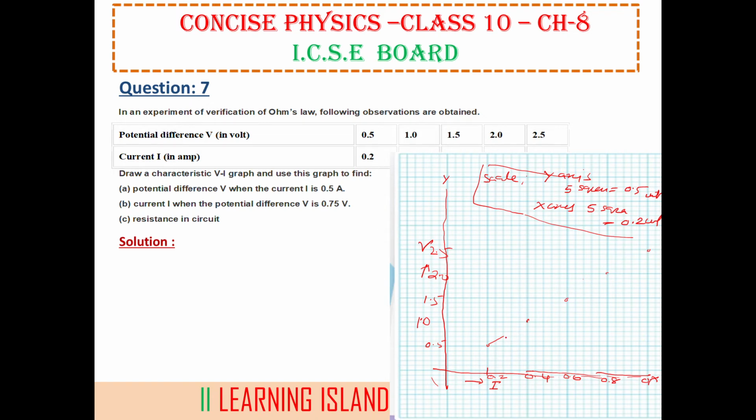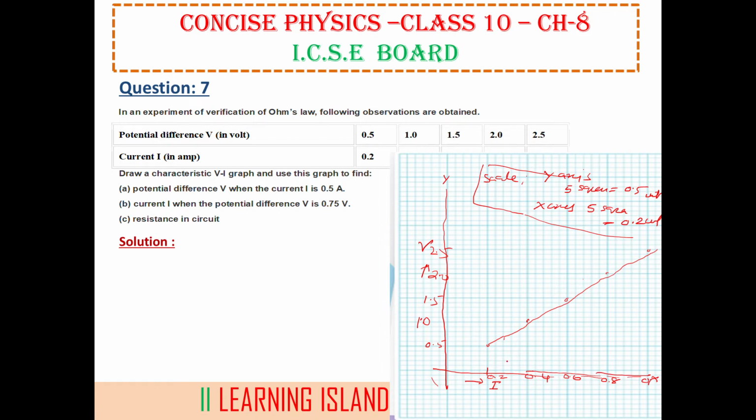If we join this line, roughly it is coming like this. So now the graph is completed. Now the question is, part A: the potential difference V when the current I is 0.5 ampere. From the graph you can now find out the potential difference V in the vertical direction.